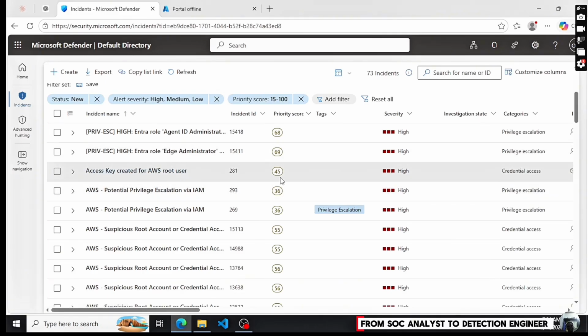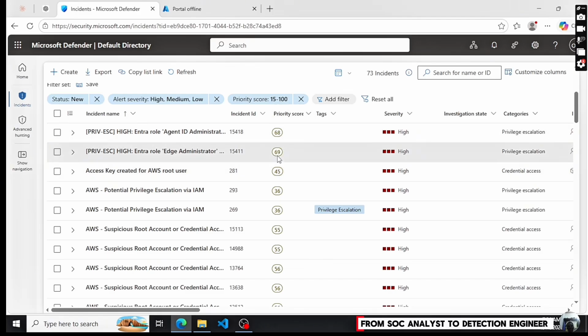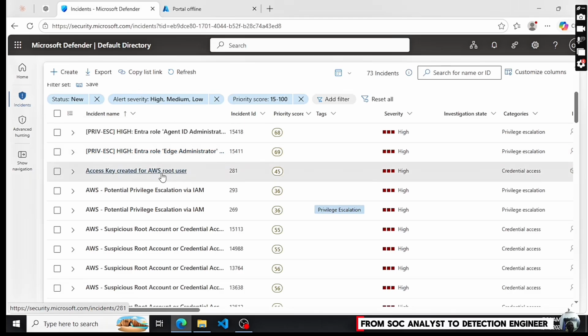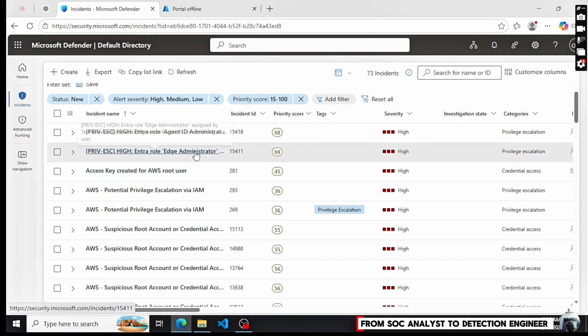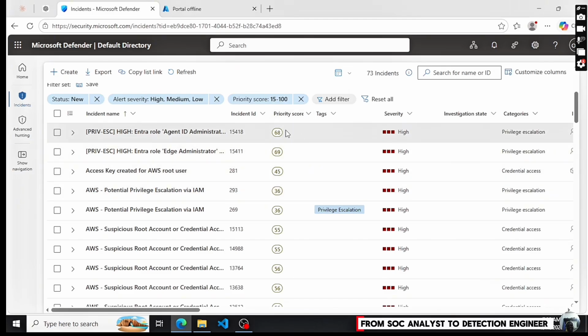Okay, let's take an example. This one has a priority score of 45, and this one has 69. If you look at what actually happened here, this one is just an Edge administrator, while this one is credential access. Something was created here, and access was granted here. So look at it now. Despite these two scores, this one still has a higher impact than this one. So don't fall for this. This is just the way the detection system is scoring them based on priority.